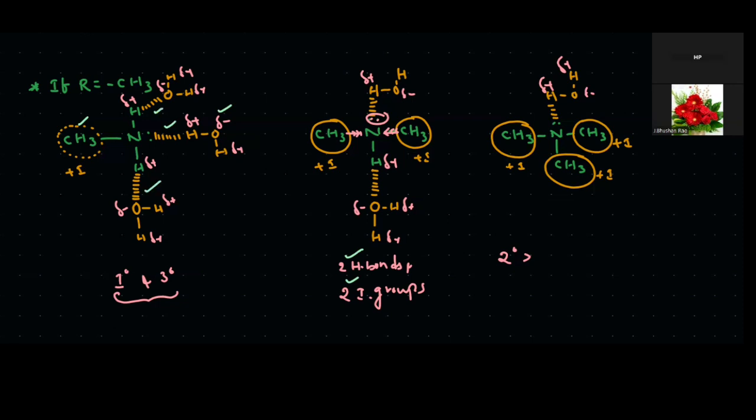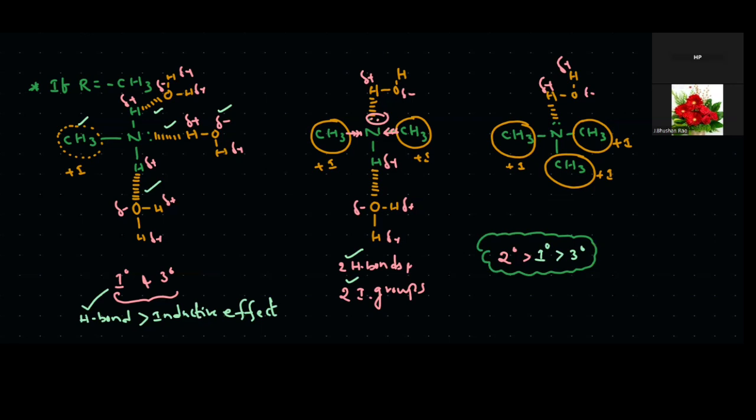So hydrogen bonding dominates more than the inductive effect. If hydrogen bonding dominates more, then the primary is more basic than the tertiary. That's why we get this order. Secondary is always more basic than primary, and primary is more basic than tertiary in the presence of solvent. In the presence of solvent, this condition is very, very important.